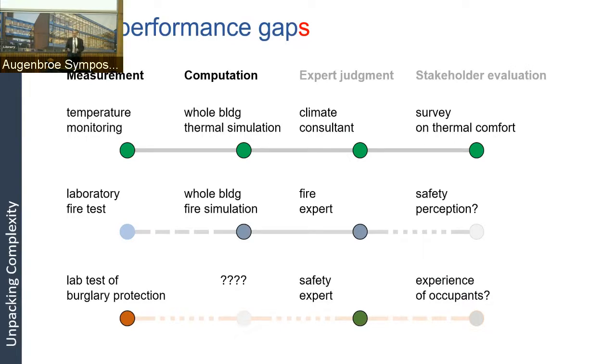And it's easy to put a component in a lab and test how it burns, but it is much more difficult to scale that up to a building and have the full complexity in there. And it means that the laboratory tests are limited on what you can do, so we have to rely on simulation. Another example is burglary. So we all expect our buildings to keep us safe, and when we close the door at night, nobody comes to pick our stuff. We cannot simulate that.